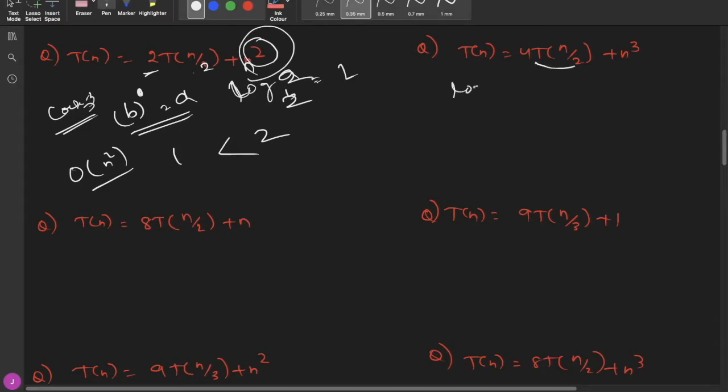Here also log a base b is 2 and the k value is 3 because the power of n is 3. By comparing this, we are getting that the right side value is greater than the left side. So what we will be doing, we will just represent what is present here only.